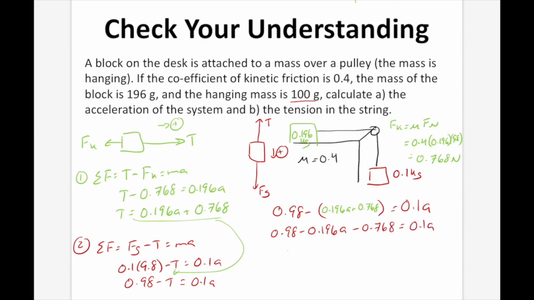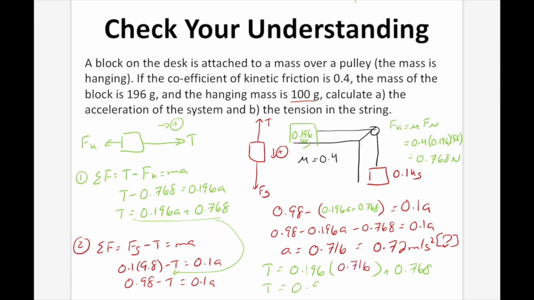We're going to collect like terms, and our A value is going to become 0.716, and to two significant digits, that equals 0.72 meters per second squared clockwise. We're going to substitute that into equation 1, and we're going to find T. T is going to equal 0.196 times A plus 0.768. Our A value is 0.716, and that gives us a T value of 0.91 newtons. And those are our final answers to two significant digits.